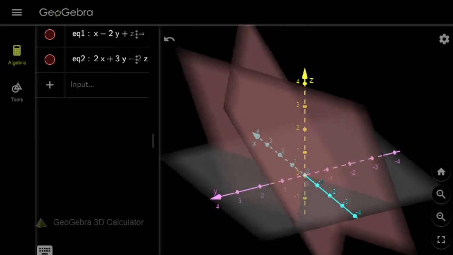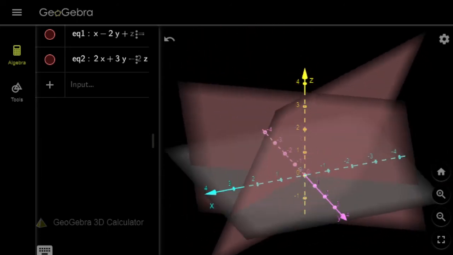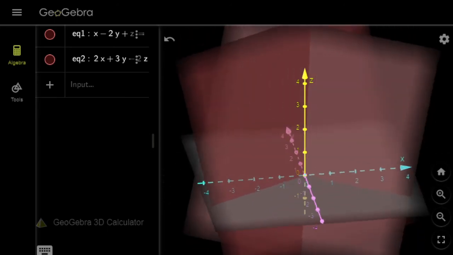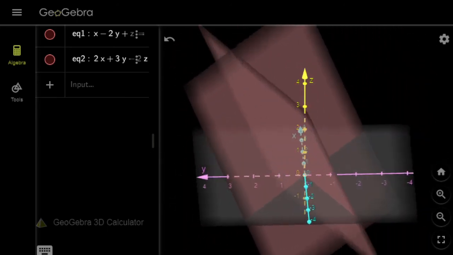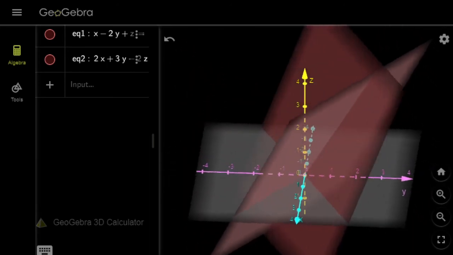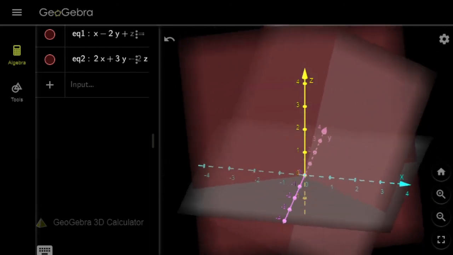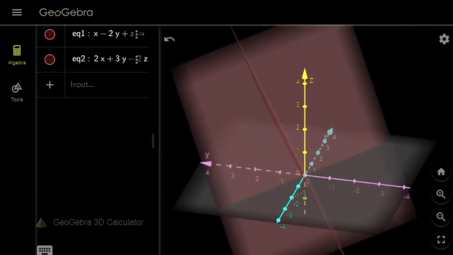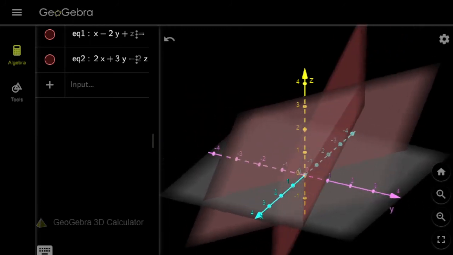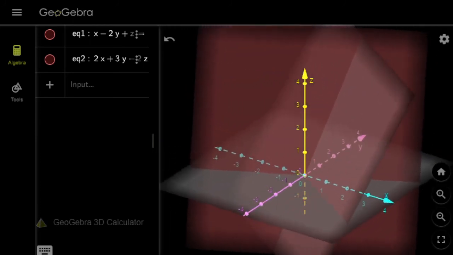Because we have no constant terms in the equations, we know that each of these planes contains the origin. If the plane is not at the origin, there needs to be a constant term, a term that does not have a variable somewhere in the equation. Generally, it's going to be equal to something other than 0 on the right-hand side, but that doesn't necessarily have to be the case.